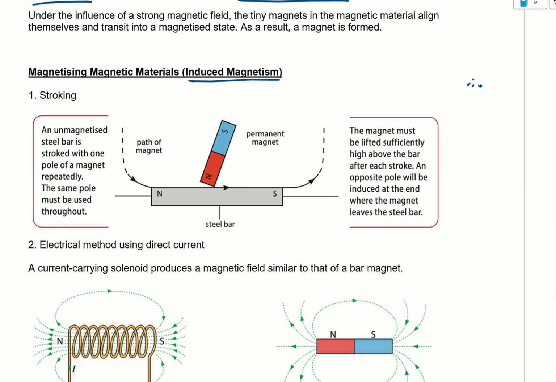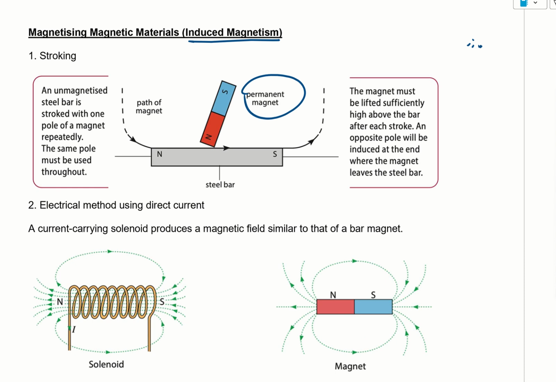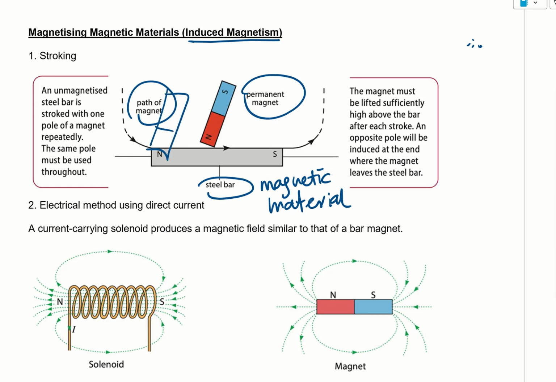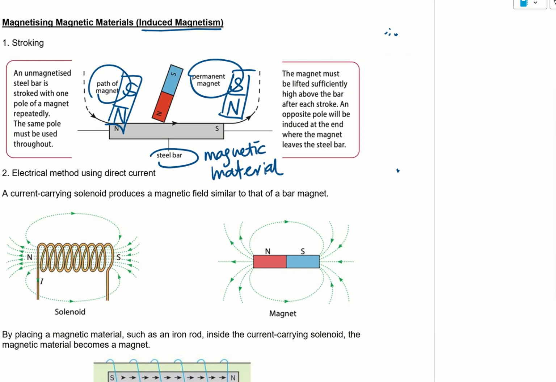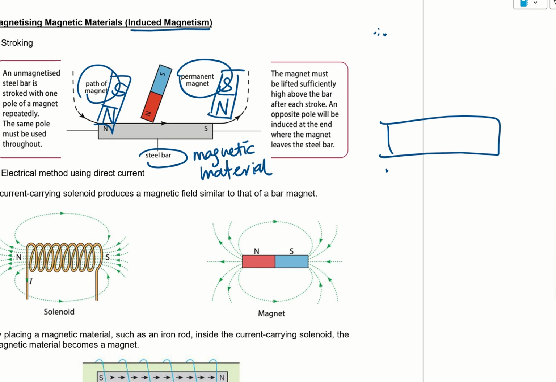Okay, so the first way is stroking. Now I have this permanent magnet, right, and I have a steel bar, which is a magnetic material. Okay, so the steel itself is not a magnet yet, so I need to stroke it. So notice the path of the magnet. The north actually comes in here, right, and leaves over here. Okay, so we need to stroke it with the north always coming in and leaving, or I can also use the south pole and the north here.